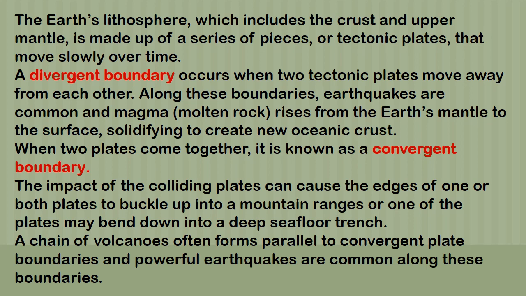When two plates come together, it is known as a convergent boundary. An example of a divergent boundary: if one sees the floor of the Atlantic Ocean, he can easily understand what is meant by a divergent boundary and how oceanic crust is formed.